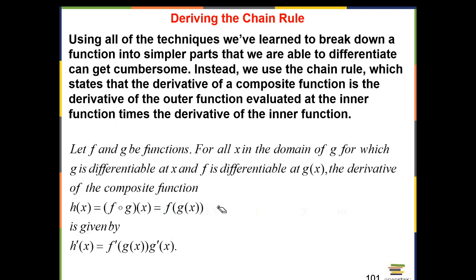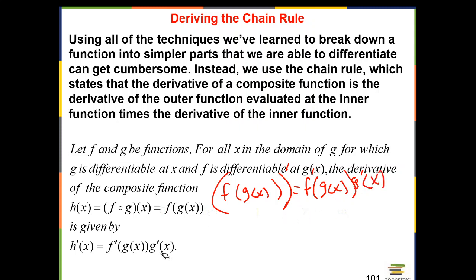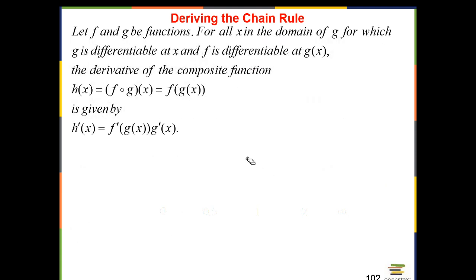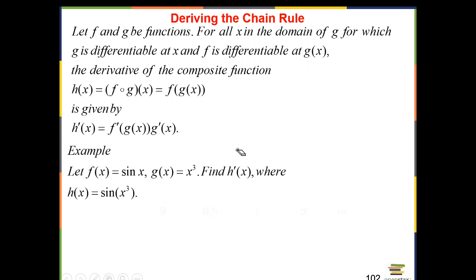So I give you the formula, and then we try to prove it. If you want to take the derivative of f of g of x, the derivative is f prime of g of x multiplied by g prime of x. That's it. That's the formula. All right? So let's do an example also before we prove it. Here you go.